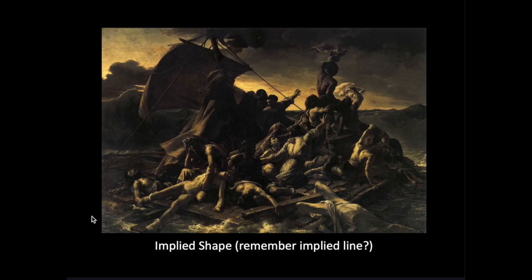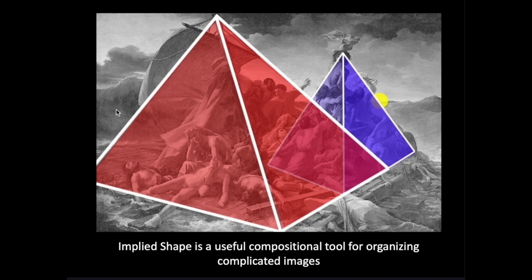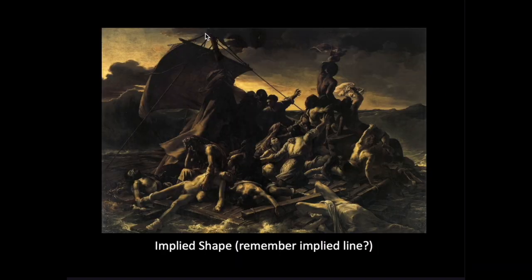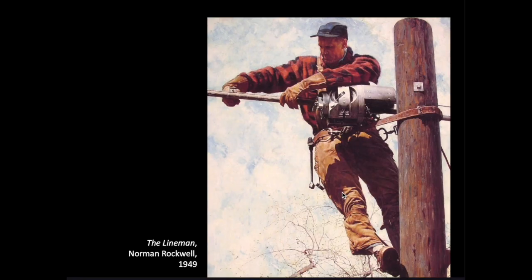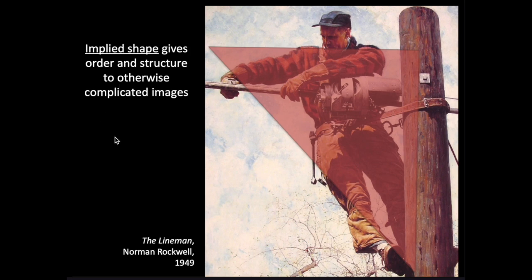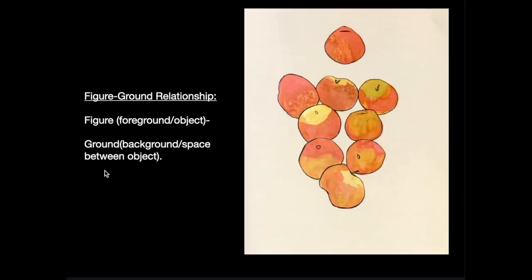Okay, remember implied line? There's also implied shape. What would be the implied shape of this? What do you think? What kind of shape is being made by that? If you guessed that, you're right. Basically, two pyramids. And we have each one of these, the sail, this group of people, and then this group of people here. Here's Norman Rockwell, famous illustrator from the 1950s. What kind of shape would this one be implying? What do you think? This is a lineman, an electrician working on a telephone pole. If you guessed this, you are right. Implied shapes give order and structure to otherwise complicated images. So it created a triangle.